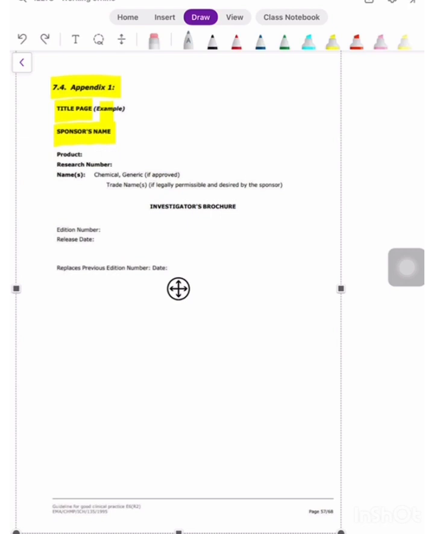Then the research number. Whatever research number is provided, you write here. Then the names. The name can be the chemical or generic name if approved, or the trade name if legally permissible and desired by the sponsor. So if the sponsor desires, then you can write it. Then the edition number, the first edition or second edition. And a release date like 12, 10, 23. And replaces previous edition number, whatever the previous edition number is. Suppose the previous was 0 or nil, or whatever the date was.